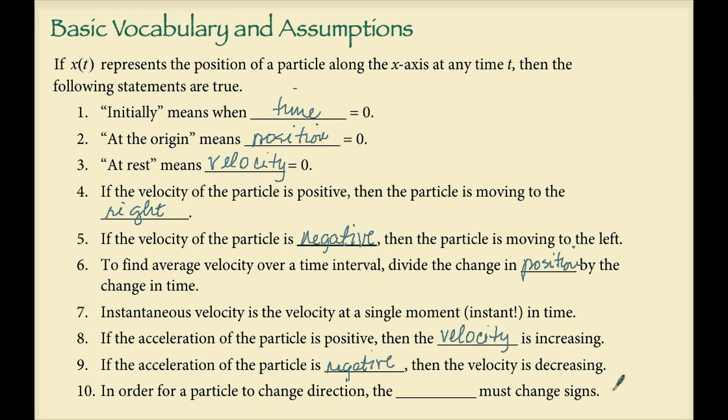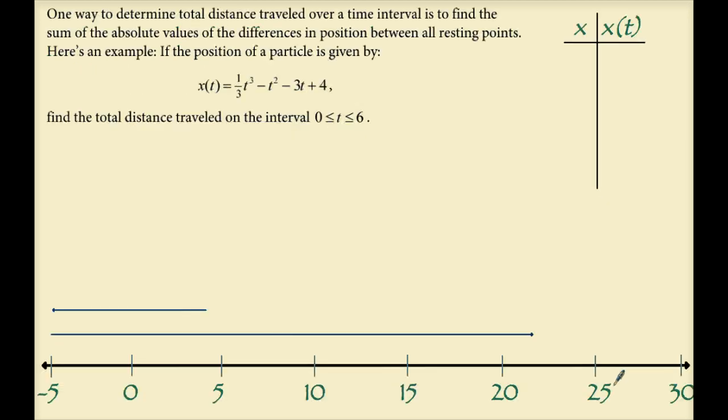In order for a particle to change directions, the velocity must change signs. From positive to negative or negative to positive velocity means the object has changed direction. One way to determine total distance traveled over a time interval is to find the sum of the absolute values of the differences in position between all resting points.